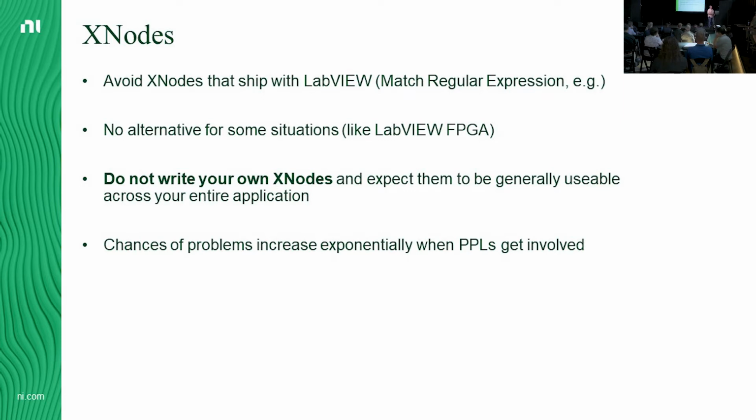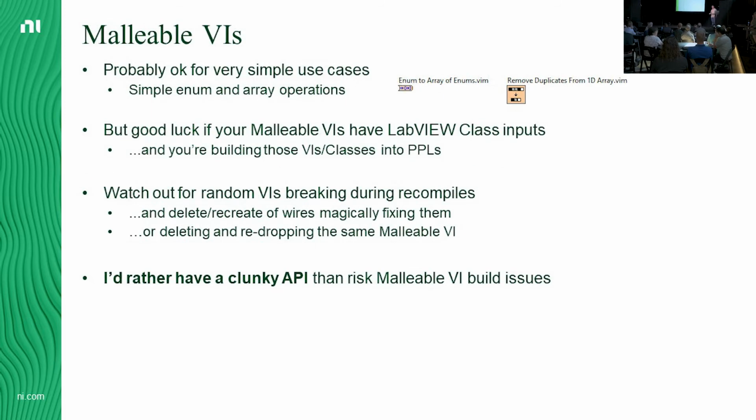Next, I'm going to talk about malleable VIs. Who does not know what a malleable VI is? Everybody knows what a malleable VI is. Great. Okay. So there's really simple ones that ship with LabVIEW, like Remove Duplicates from 1D Array. I love that guy. I use him a lot. Enum to Array of Enums. I use that one as well.